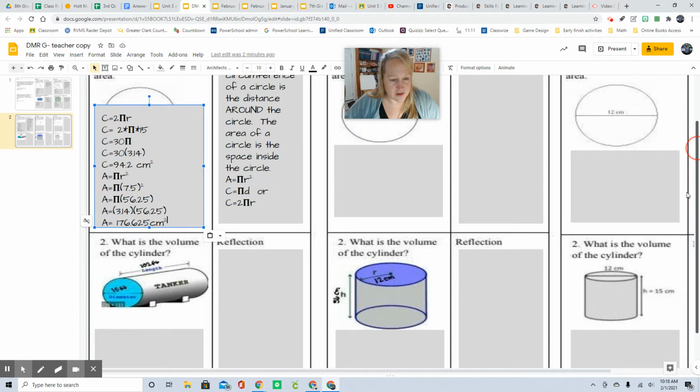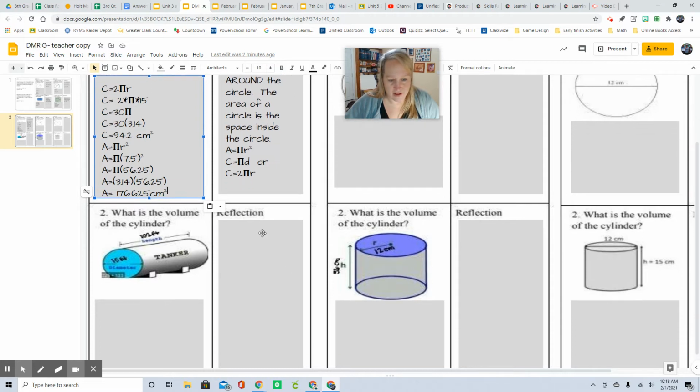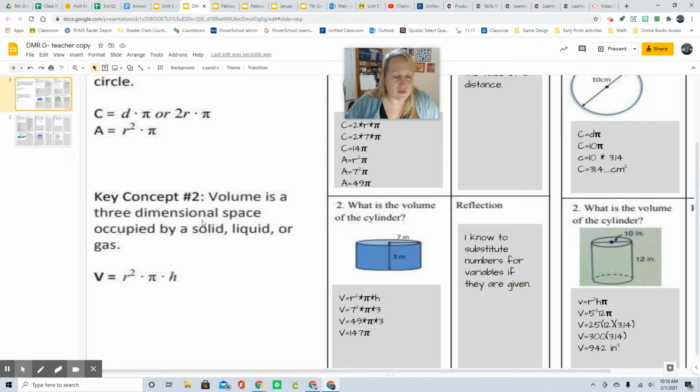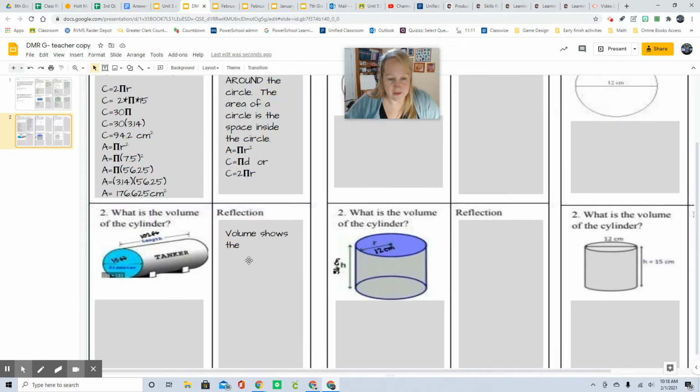In this one, we are working on the cylinder and finding out the volume. Volume shows the area. What did they call it over here? It's the three-dimensional space occupied. Shows the space taken up by the three-dimensional object.